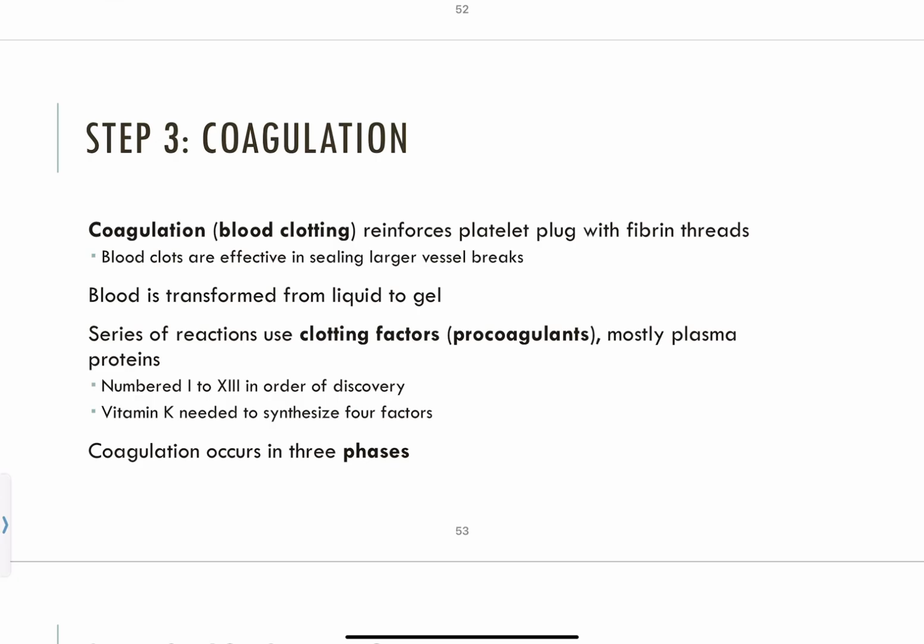Basically, what we're going to do in this step is turn our blood, which is pretty viscous, from a liquid into a gel. It's going to require our clotting factors, which we refer to as procoagulants. Most of these are plasma proteins. They are numbered, so we have clotting factor 1 through clotting factor 13, named in order of discovery, not in the order that they're actually utilized in the pathway of coagulation. You also need vitamin K to synthesize 4 of these 13 factors, and there are 3 phases to this last step.